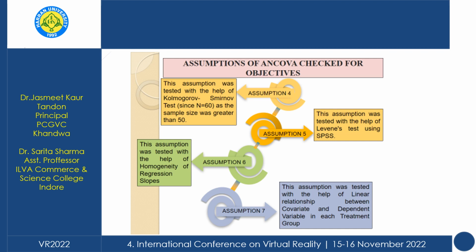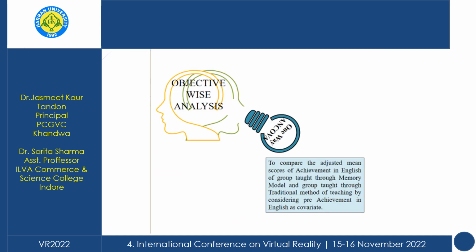Assumption 4 was tested with the help of the Kolmogorov-Smirnov test. Assumption 5 was tested with the help of Levene's test using SPSS. Assumption 6 was tested with the help of homogeneity of regression slope. Assumption 7 was tested with the help of linear relationship between covariate and dependent variable.